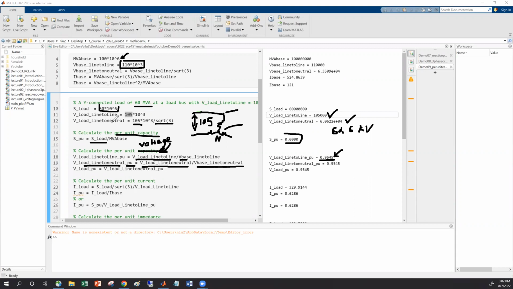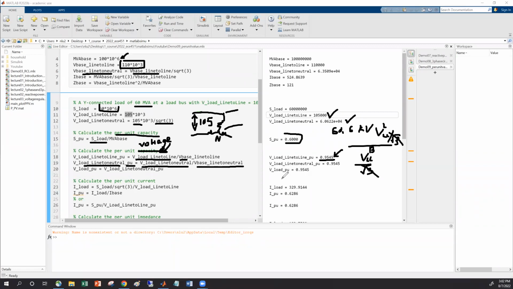So the line to neutral voltage, you can see it equals 105 divided by square root of 3, and the base of the line to neutral voltage equals the base divided by square root of 3. So when we have a VLL, this is a base value divided by square root of 3, and this nominal value is V load, LL divided by square root of 3. So the square root of 3 will cancel out each other.